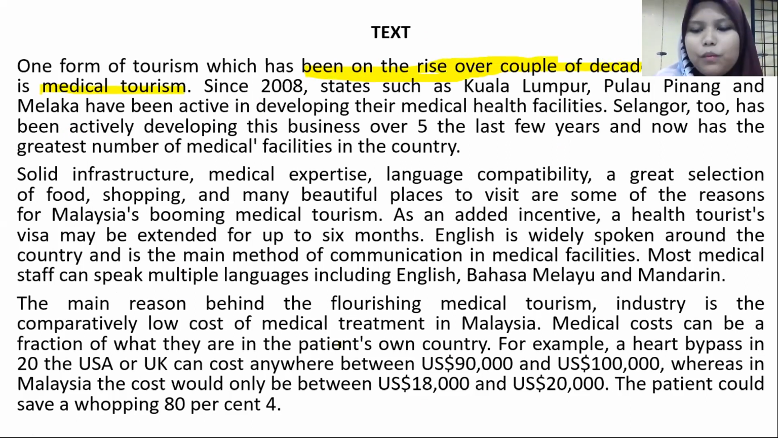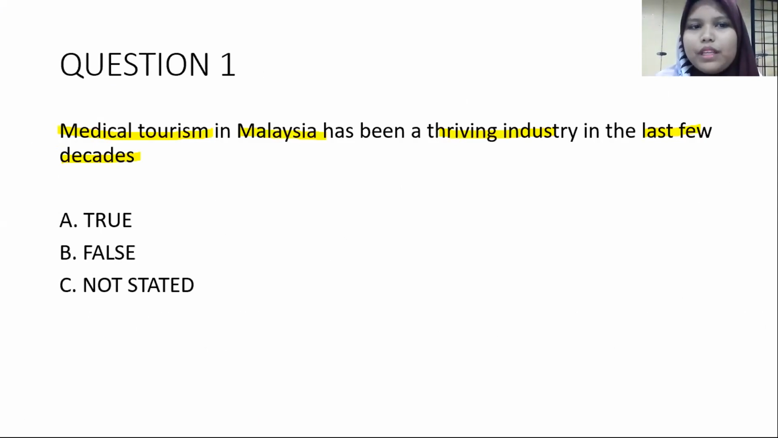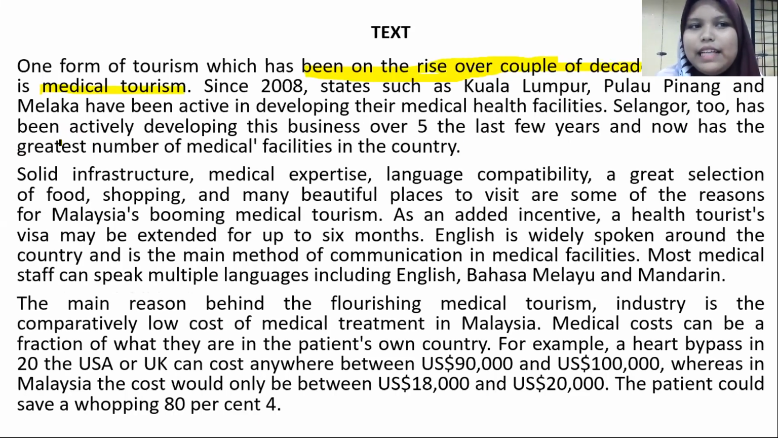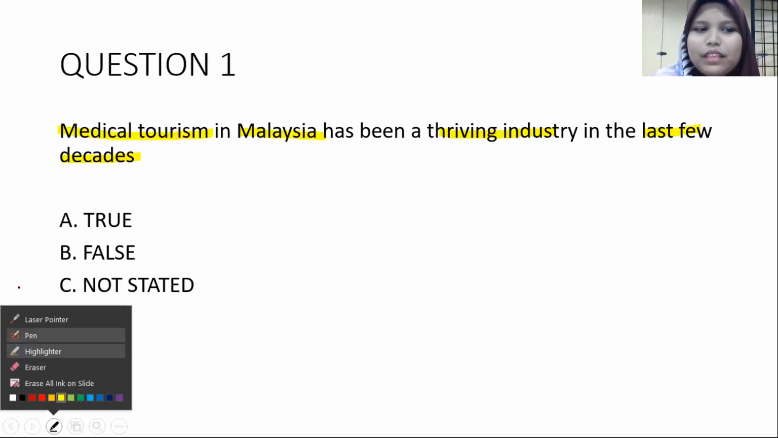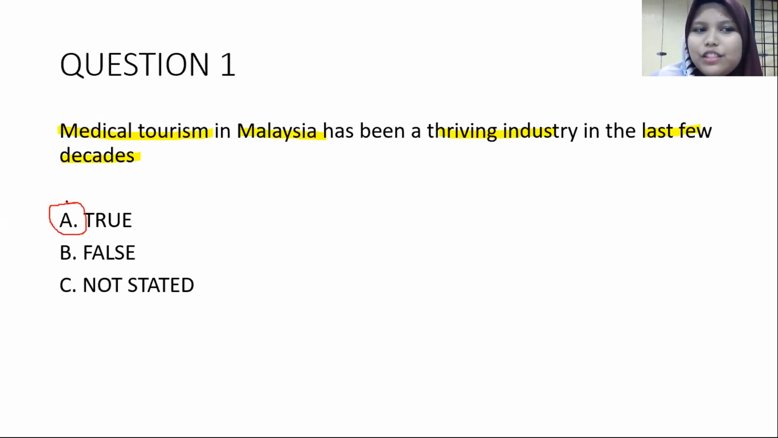So let's compare the keywords found in the text and the keywords in the statement. It is matching, right? It has medical tourism, it has Malaysia, it has been on the rise over a couple of decades, which has the same meaning as thriving industry. So guys, what is the answer? The answer is true. To make it clearer, I have already provided the second question.